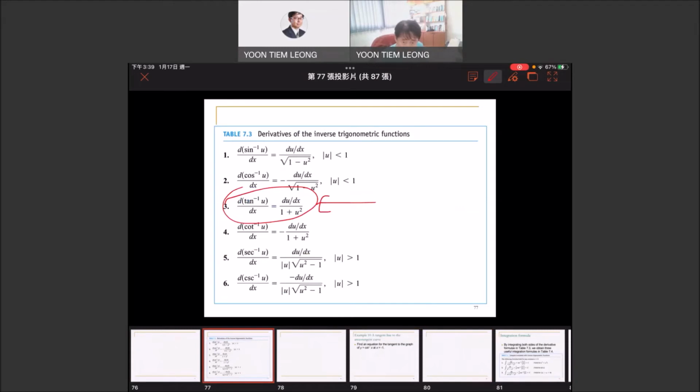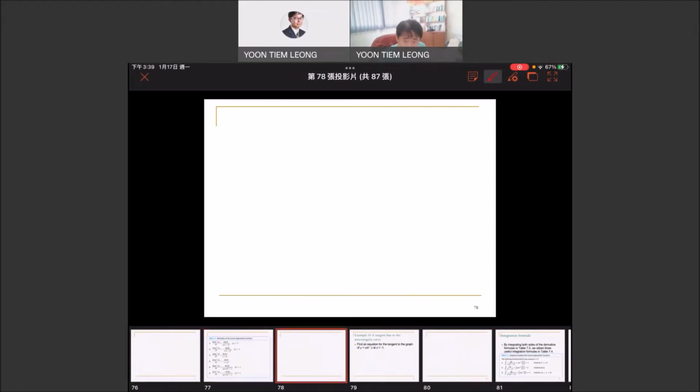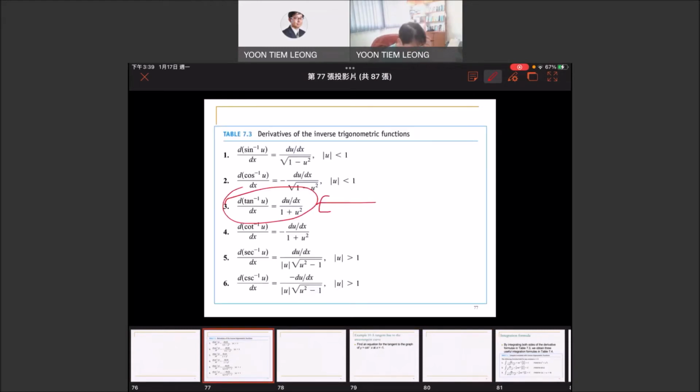Just wait for the screen to show up. For some reason, the screen has been very slow to show up what I want to show. Okay, so I'm going to derive this step by step to integrate these functions. So let me call out a WordPad to show me this relationship. d/dx of arctangent u equals to du/dx over 1 plus u squared.